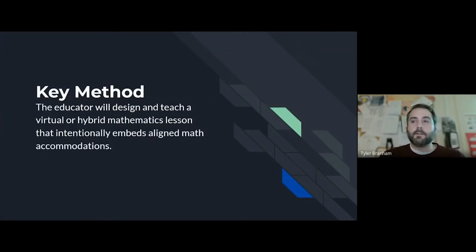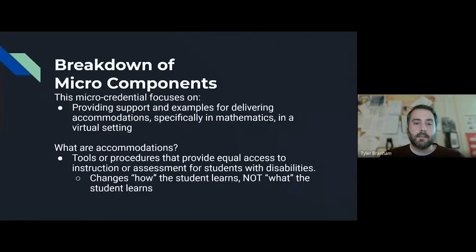Now, what the earner is going to do, the person who selects this particular micro-credential, after learning about the different types of accommodations, and specifically accommodations that deal with virtual instruction and instruction in a hybrid setting, and specifically in the content area of math, they'll learn about those different types of accommodations, and they will design a lesson and then teach that lesson. And during that lesson, they're going to videotape that lesson along with some written requirements also.